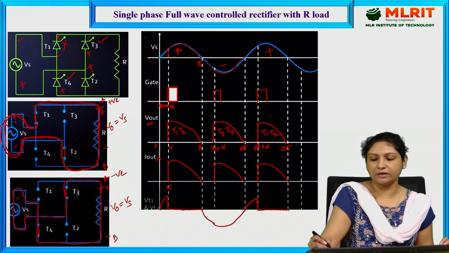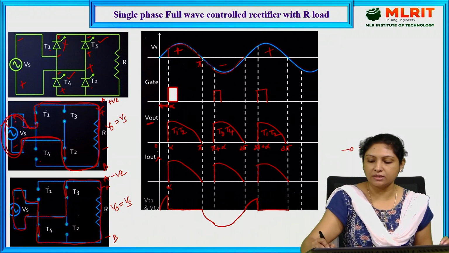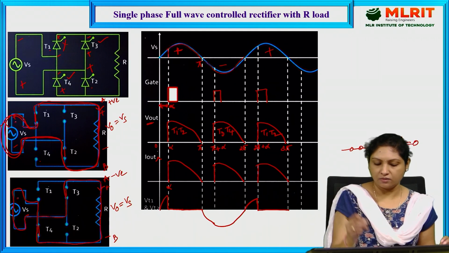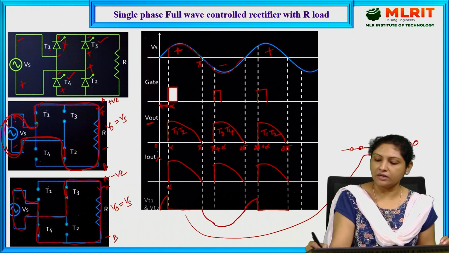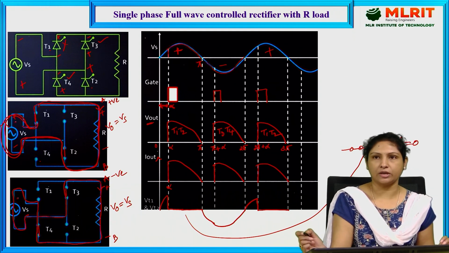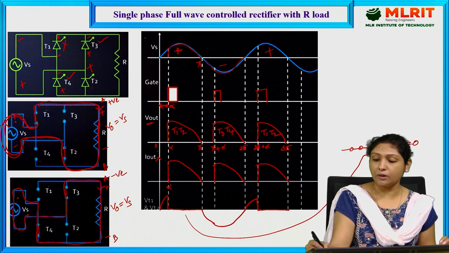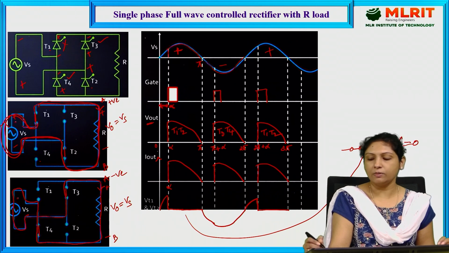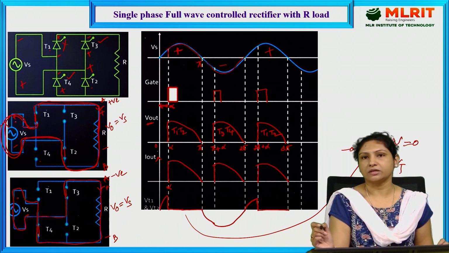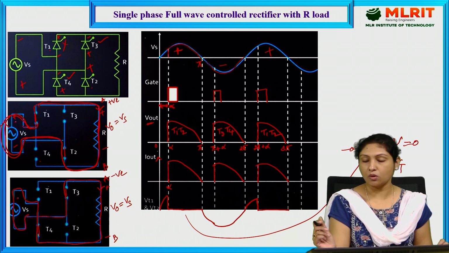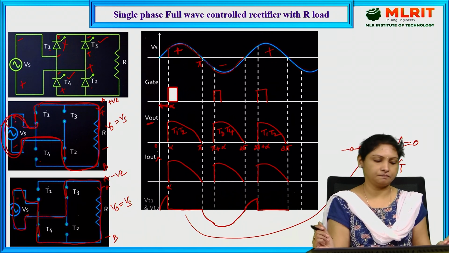So the concept is, when the switch is short circuited, at that instant the voltage will be very small, almost equal to 0. And if the thyristor is open circuited, then whatever supply voltage we are applying will appear across the thyristor as the thyristor voltage. That is what I have indicated over here.